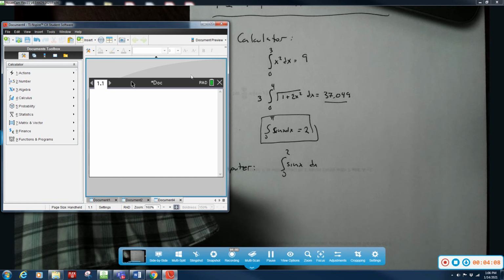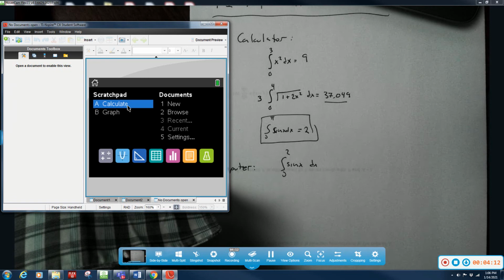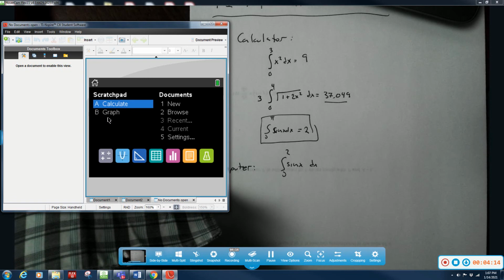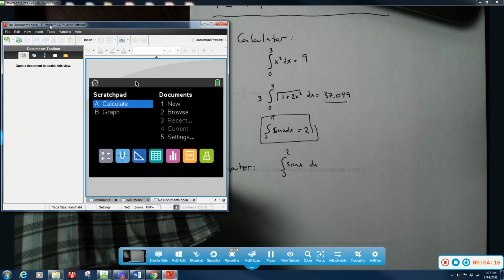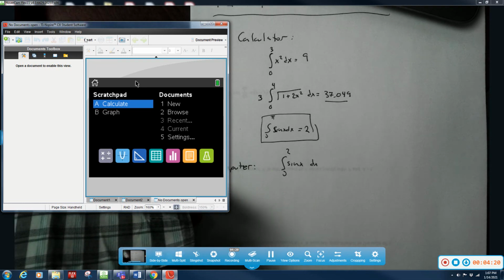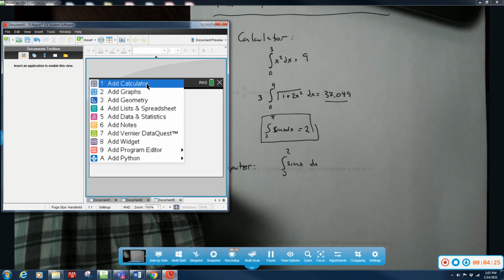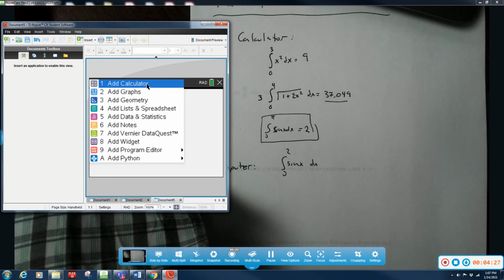And if I clear out of here, don't save that. Don't use the Scratchpad. Scratchpad doesn't really work too well with the calculator on the computer version. I haven't figured out how to get it to work yet. When I do, I'll put up another video. So I'm going to go to Documents and just type in New. I'm going to add a calculator.